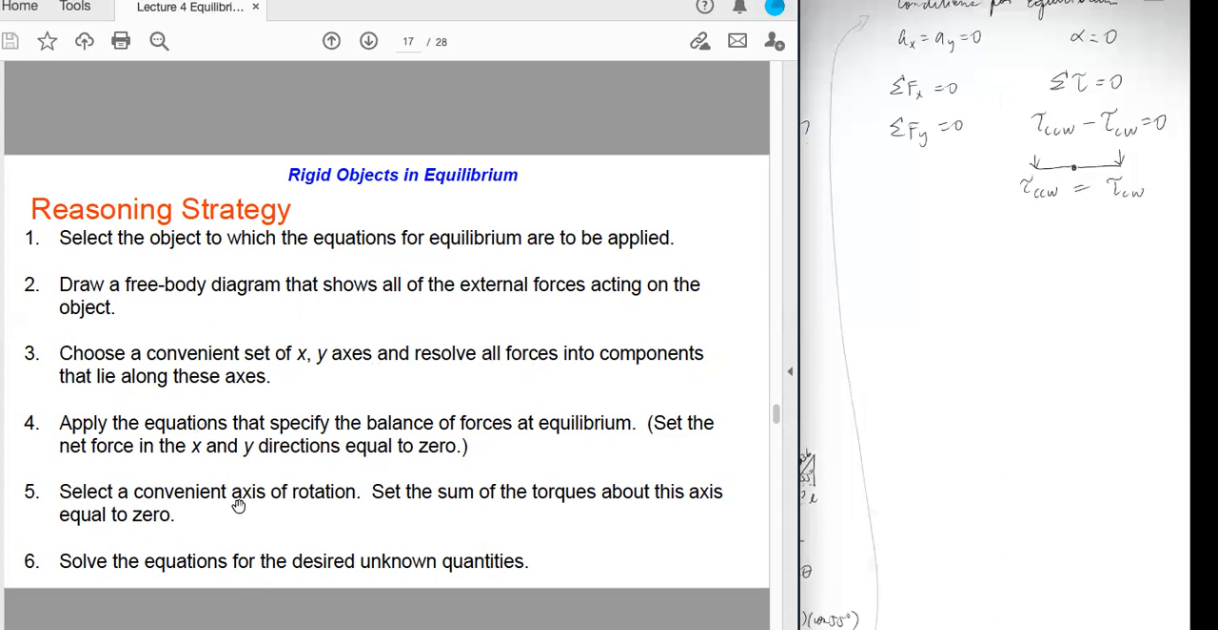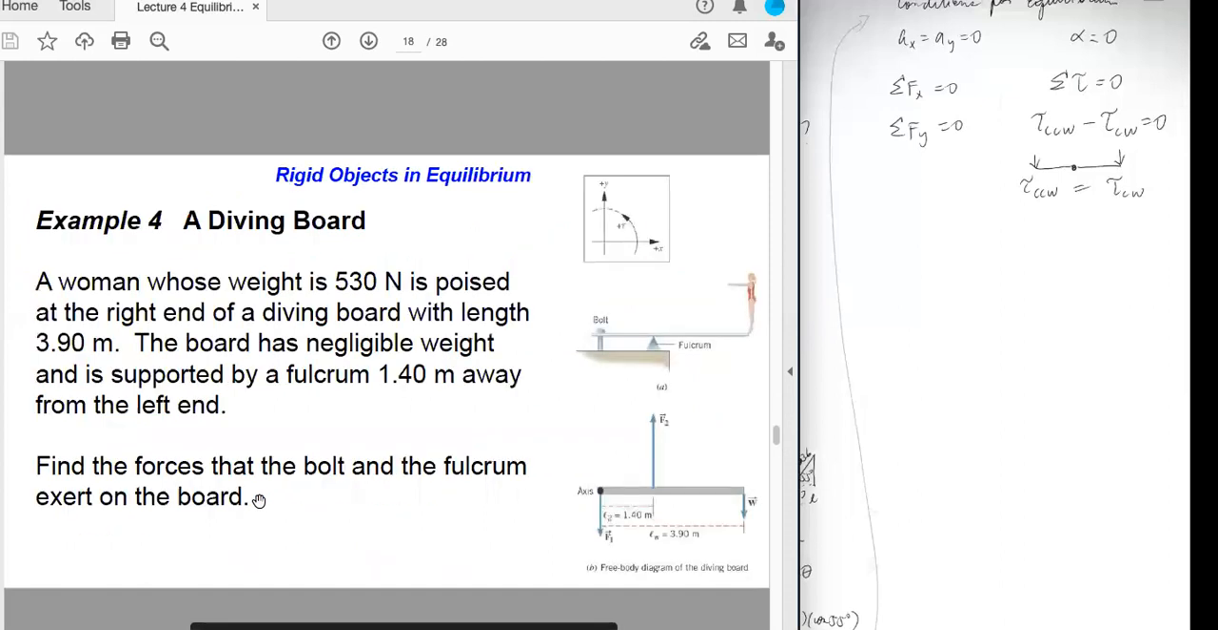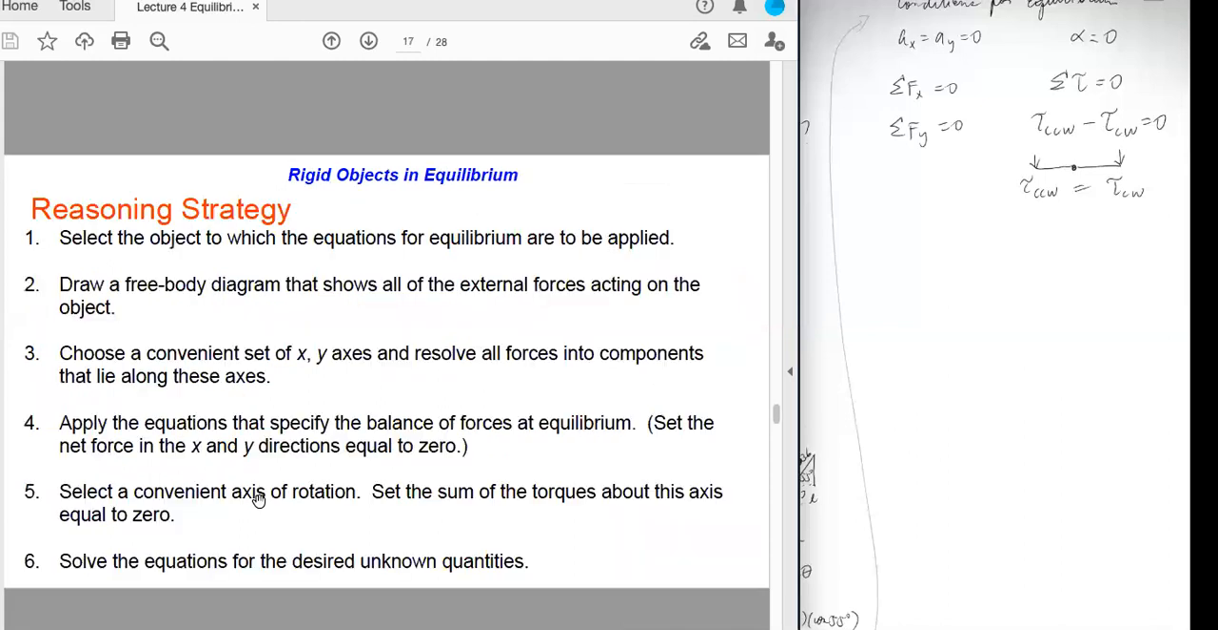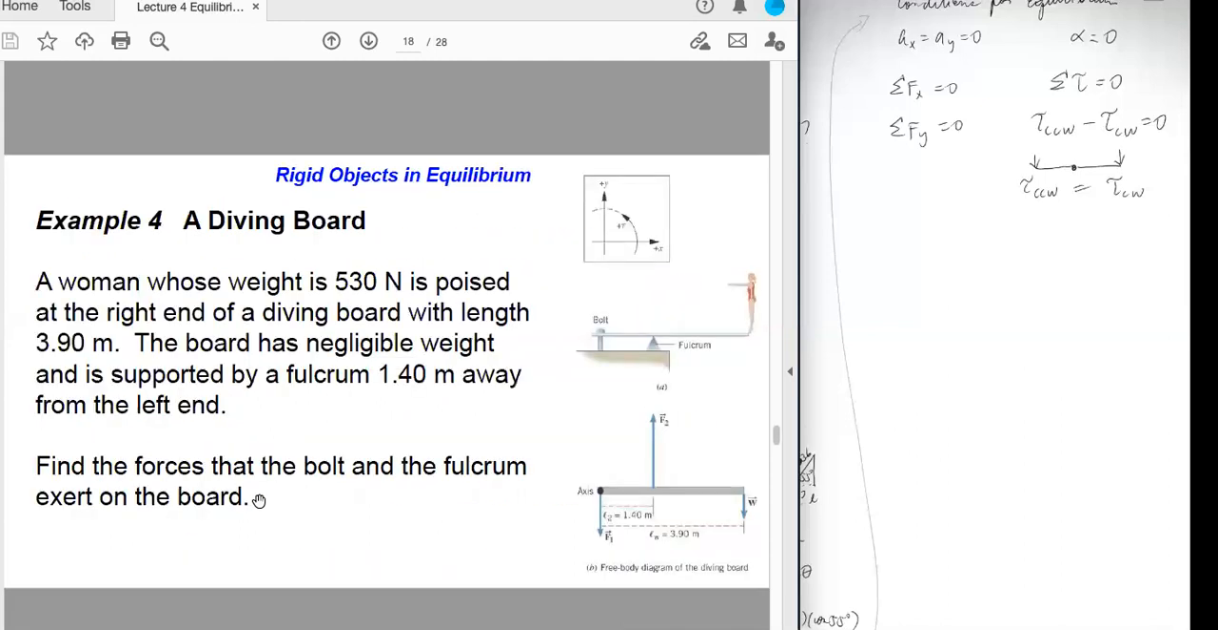Select a convenient axis of rotation. Set the sum of the torques about this axis equal to zero. Solve the equations for the desired unknown quantities. Basahin mo na yung class. So let's have an example para mas maintindihan yung reasoning strategy. Example number 4.